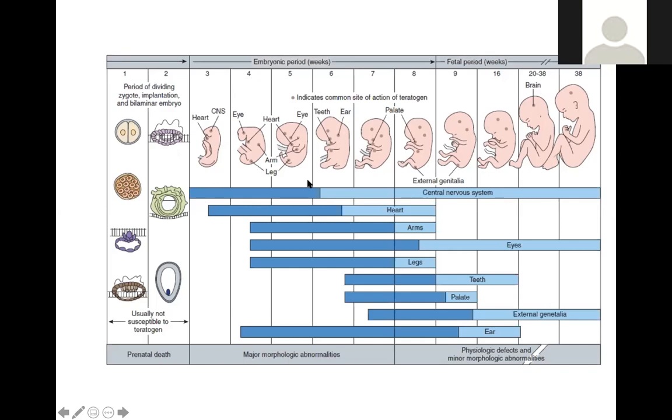One of them being the central nervous system, which is the brain, spinal cord, nerves. Seems like a pretty important one. As you can see, the central nervous system is indicated by this little dot here, but then also it goes over to the 20 to 38 weeks, and we're still developing the brain at that point.